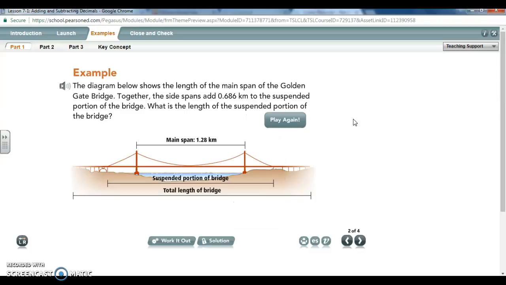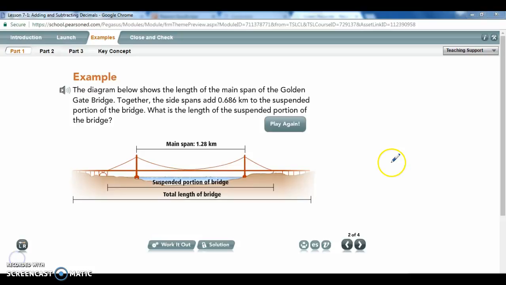So what we have to do in order to solve this problem is take the main span, which is 1.28 kilometers, or 1 and 28 hundredths of a kilometer, and add our 0.686 kilometers that it says up here in our word problem. So that's what I'm going to do. 1.28, and I have to add my 0.686, making sure though that my decimal point is lined up with the decimal point in this number.